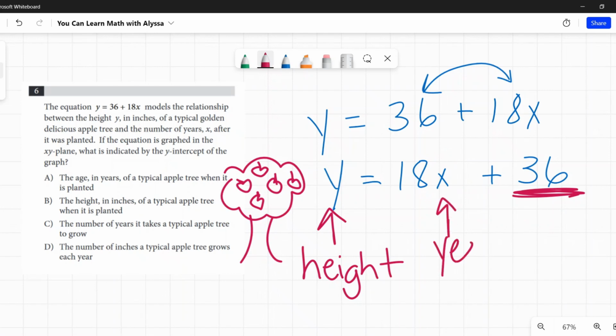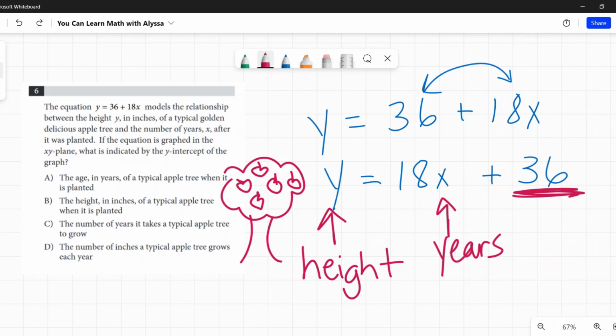It's telling us how tall these trees grow. So we take 18, assuming inches, we multiply by the number of years, it's growing 18 inches a year, and then we add 36, and that tells us what the height is. So you go, well, what would 36 be?